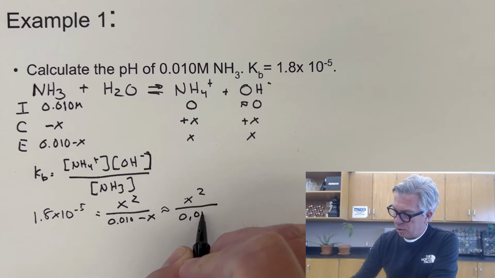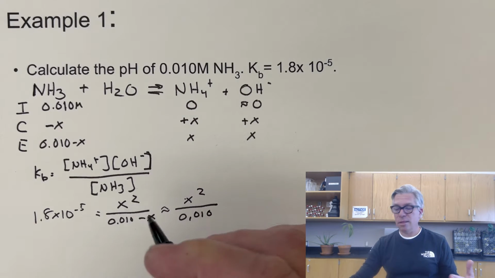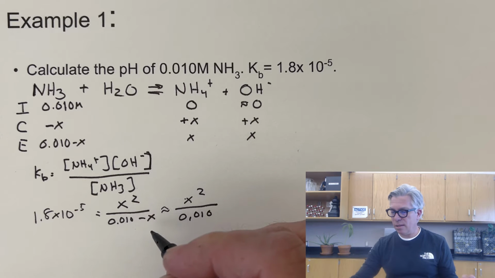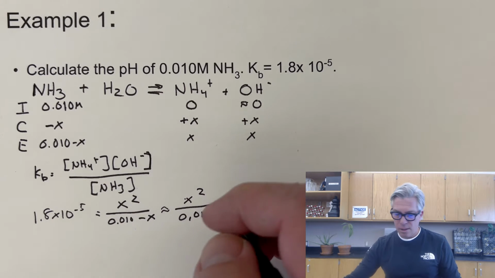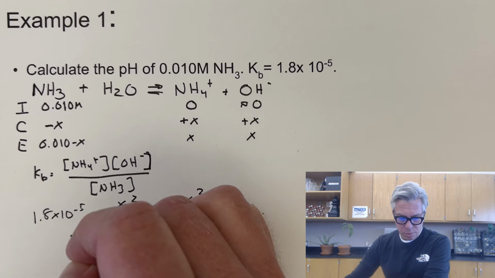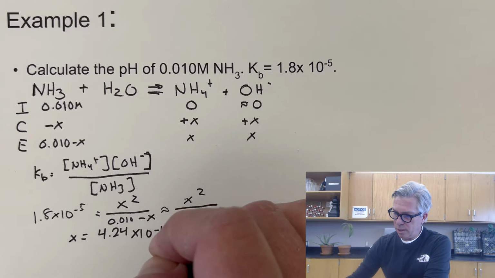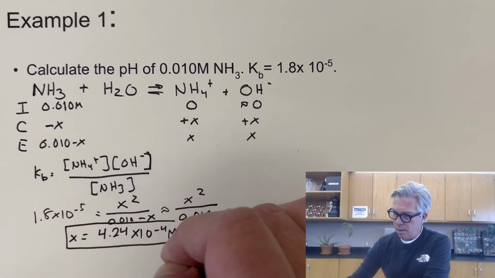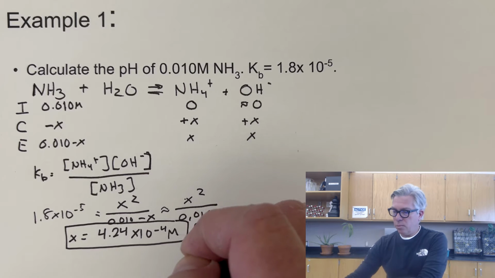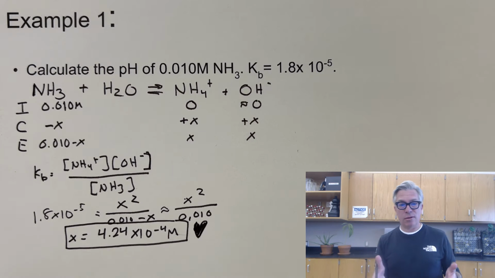So I'm just going to make the assumption that we're going to ignore that little x value that's there. It's going to be kind of more insignificant compared to this larger concentration. All right, so I get an x value of 4.24 times 10 to the minus fourth moles per liter. All right, that's my x value. Resist the temptation to just solve for x and race off to the next problem, because we actually haven't solved and answered our official question here, which is, what is the pH?